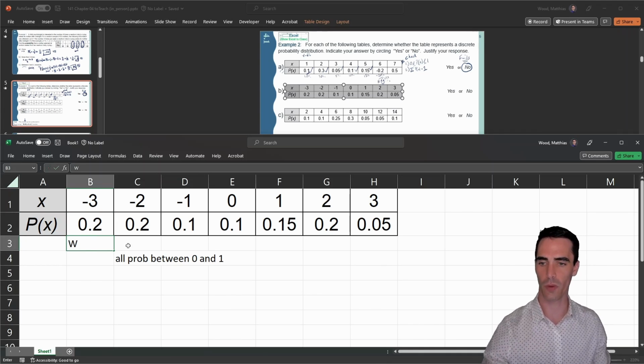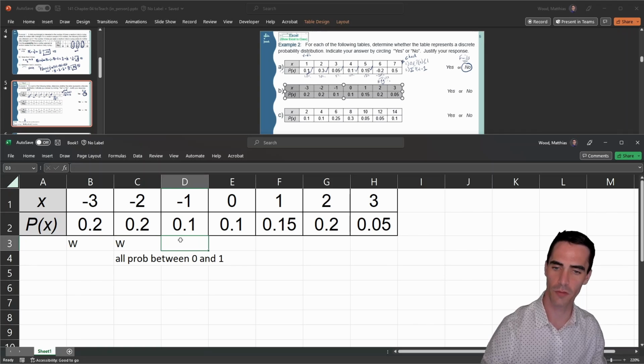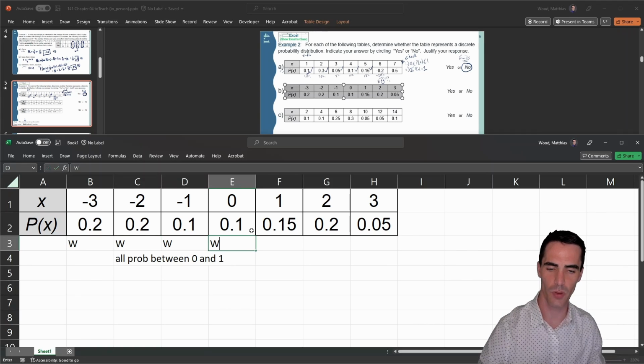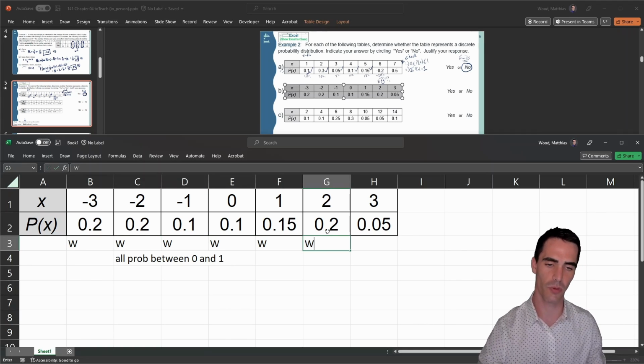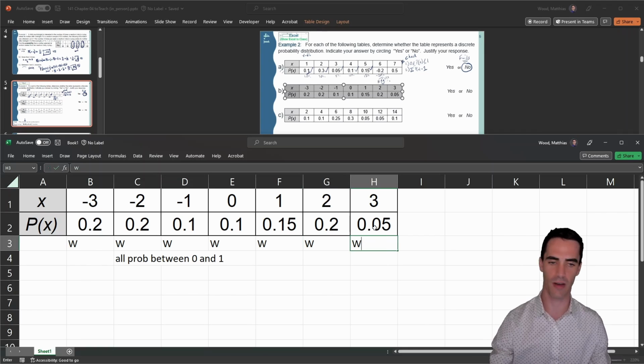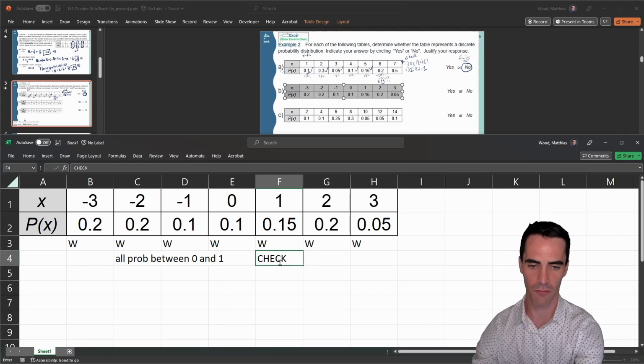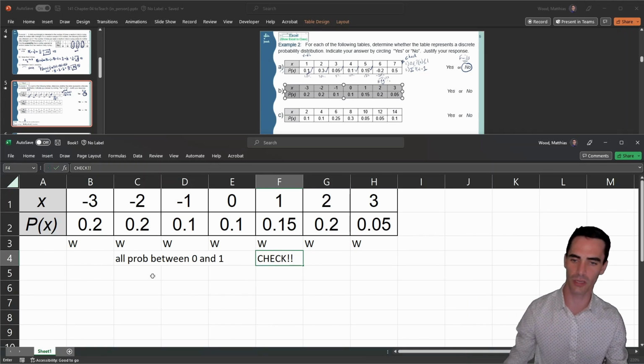All right, W for win. Nice. All right, 0.2, W, fine. 0.1, yes. 0.1, also good. 0.15, yes, good. 0.2, yes, good. And 0.05. All these certainly pass. Flying colors, check, or golden in that regard.